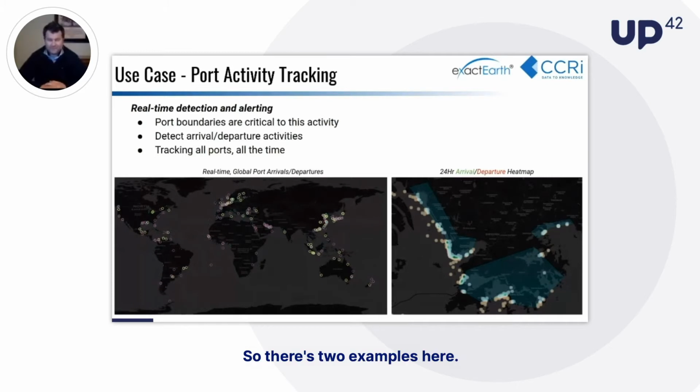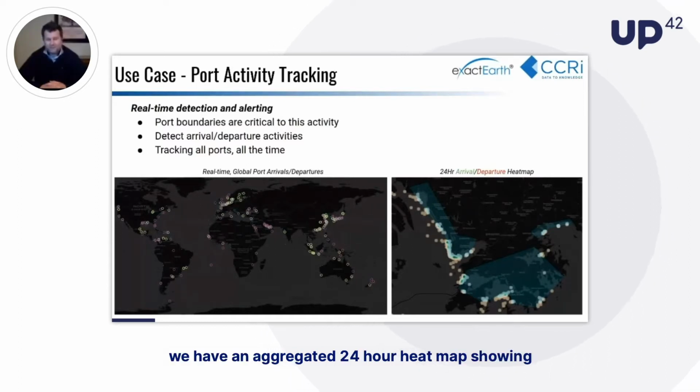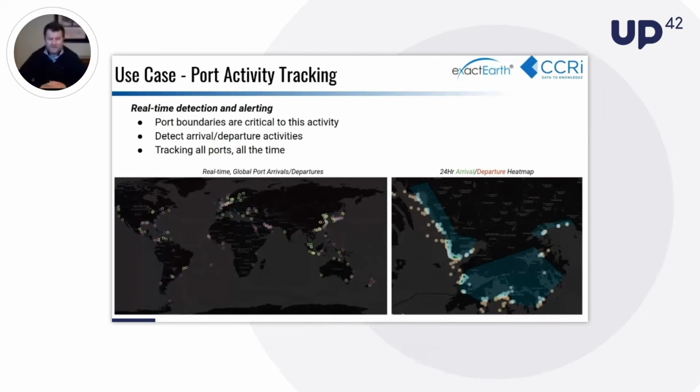So there's two examples here we wanted to show. On the left side, bottom left, we have a global view of all the port arrivals and departures. On the right side, we have an aggregated view of a 24-hour heat map showing the port of Hong Kong. Next slide.